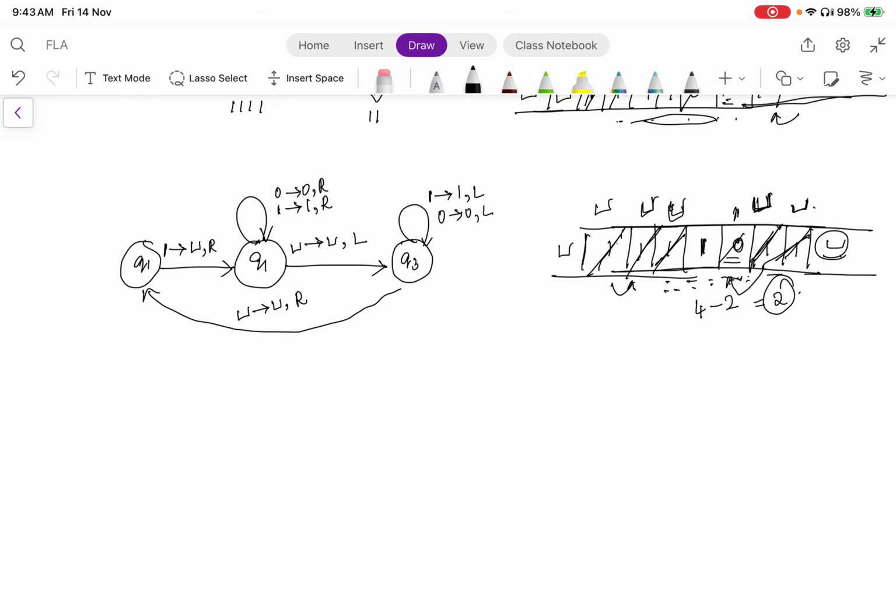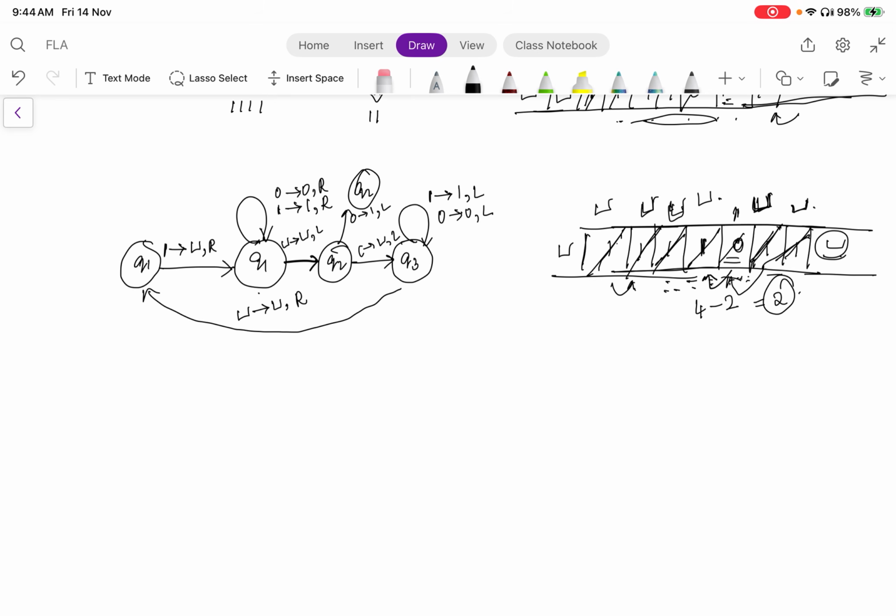Sorry, you have to replace this 0 with 1. So this state would come in between Q3 and Q1. So you have to draw a state here. You have to draw another state here. These are all the transitions we had already. Q2. So if it is 0, you change it to 1 and move one step left. Then you will have 1. You replace that with blank.